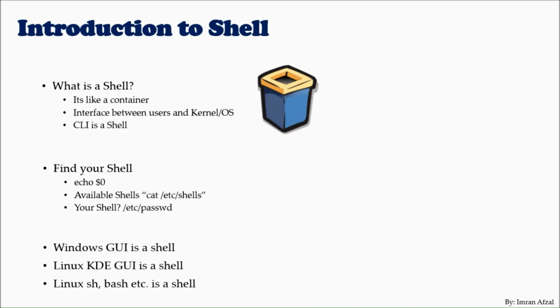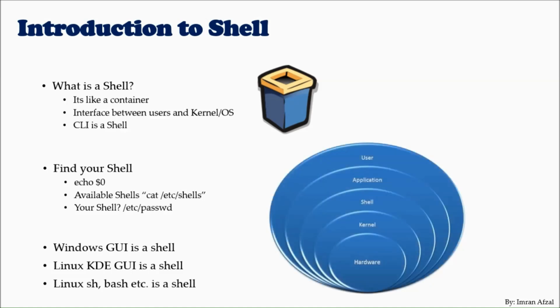In Windows, the GUI is a shell. In Linux, the KDE GUI is a shell. In Linux, sh, which is the shell, bash, etc. All of these are shells that are provided to a user. Looking at this diagram again, we are second from the top. You'll see the application talks to the shell, and then the shell talks to the kernel, and the kernel is the one telling the hardware what to do.